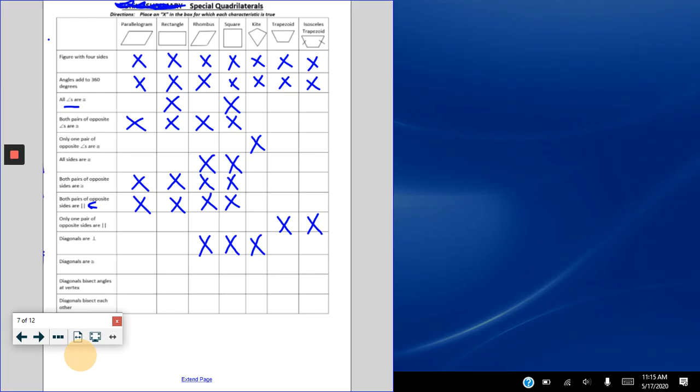Diagonals. Oh, diagonals are congruent. I guess I missed one. That's true in a rectangle, and it's true in a square, and it's also true in an isosceles trapezoid. Okay, last two. Diagonals bisect the angles at the vertex. That is true in a rhombus, it is true in a square, and that is all. And the last one, diagonals bisect each other. That's true in a parallelogram, which means it's true for the next three.